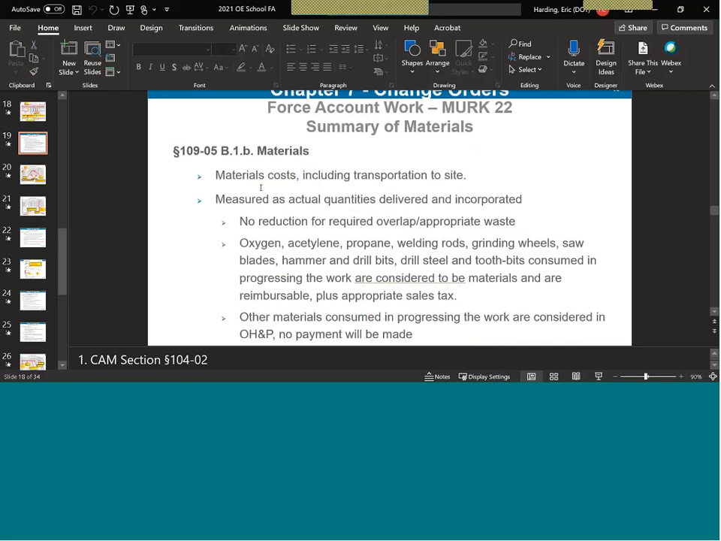All right, now we're going to move on to materials. The MERC 22. The material costs include transportation to the site. This could be documented as delivery or a shipping charge on the material invoice, or it could show up as a prime contractor labor and equipment. They could have, you know, two guys went down to wherever to pick up form lumber with a truck and a trailer.